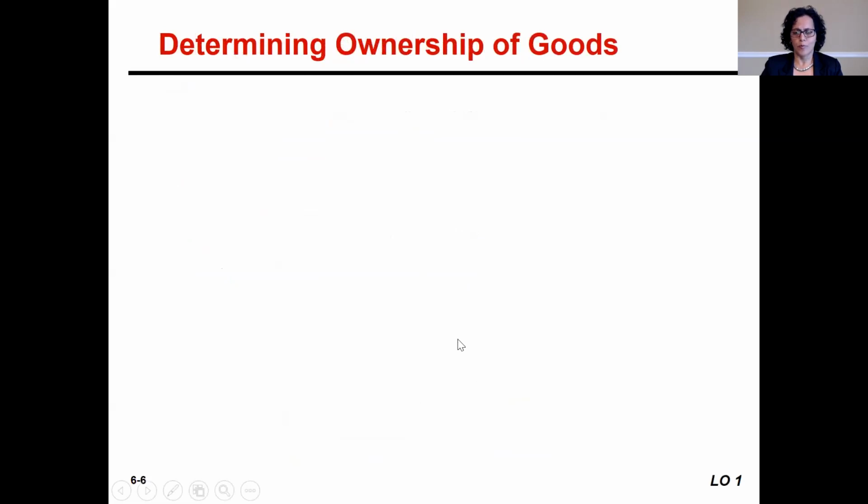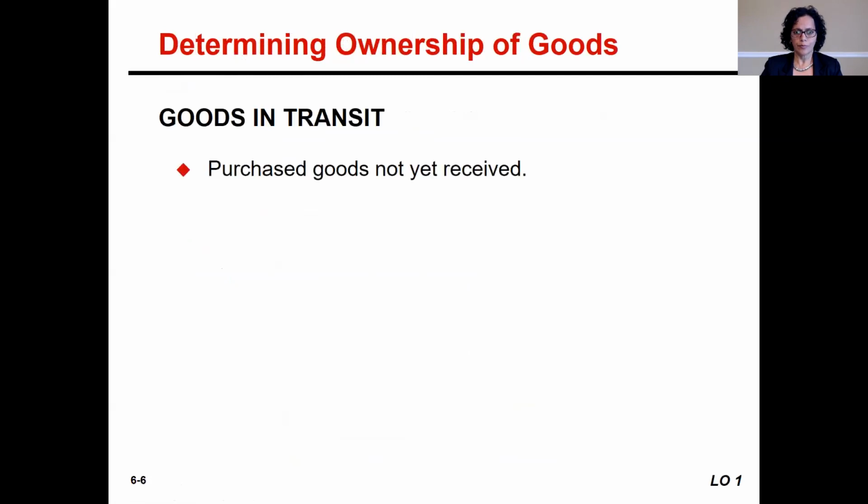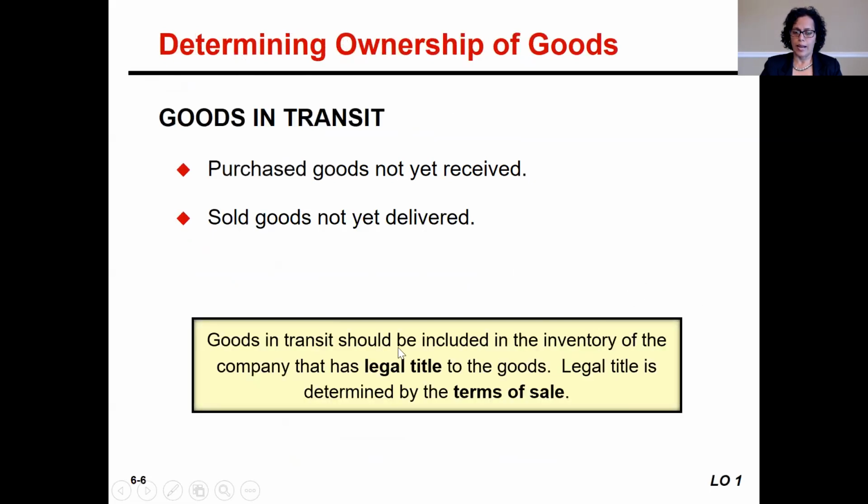So what is all this cryptic talk about? What if goods are in transit? A seller has sold the inventory to the buyer. It's in transit. Who includes it in their inventory, the buyer or the seller? So goods are purchased, not yet received. Goods are sold, not yet delivered. So we have all these different scenarios we're going to look at.